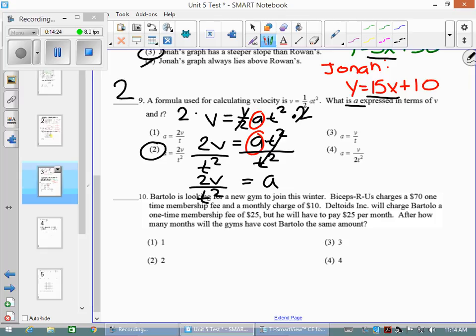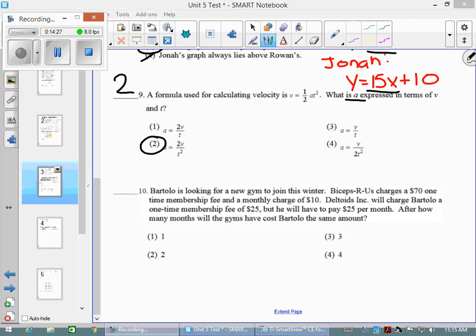Number 10 says that someone's looking for a new gym to join. Biceps R Us charges a $70 one-time membership fee and a monthly charge of $10. Deltoids Inc. will charge him a one-time membership fee of $25, but he will have to pay $25 per month. For how many months will the gyms cost the same? So if they're costing the same, we want to take our two equations and set them equal to each other to see when they will have that same cost.